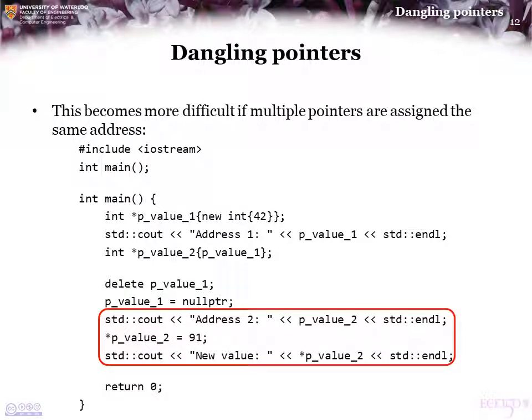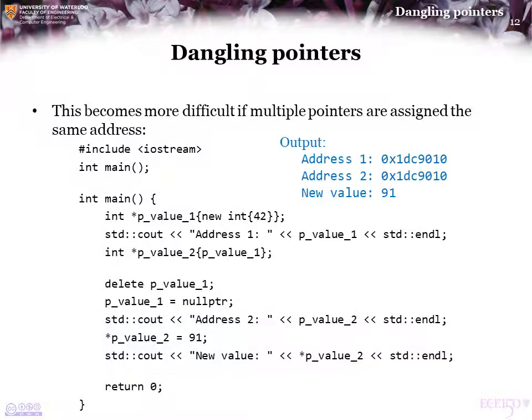So here, we will notice that p-value 2 continues to store that same address, nothing has changed, but not only that, I can assign to that location and I can print what has been newly assigned. So if we execute this code, we notice that yes, p-value 1 and p-value 2 have the exact same address, and I was able to successfully assign to p-value 2 even though the memory associated with it has already been previously deallocated.